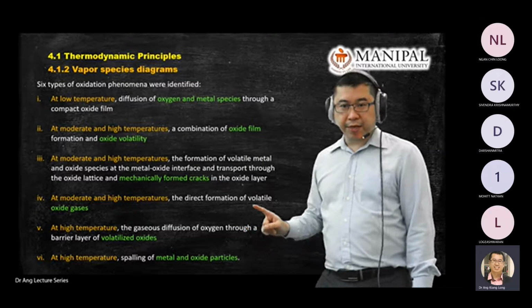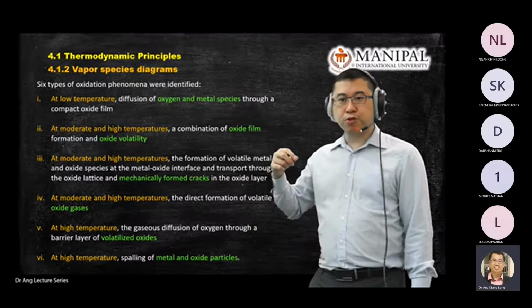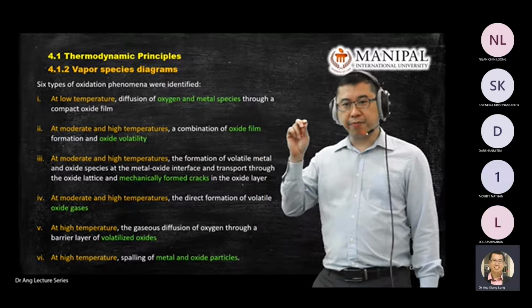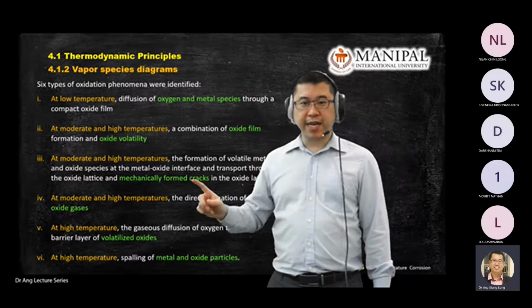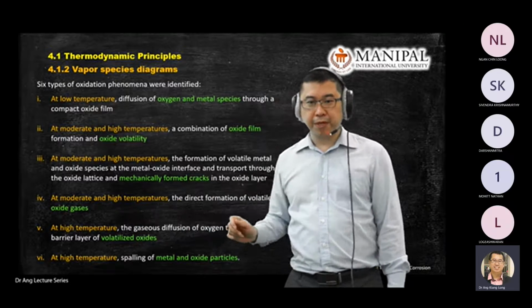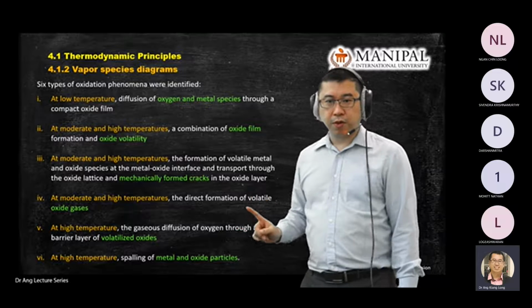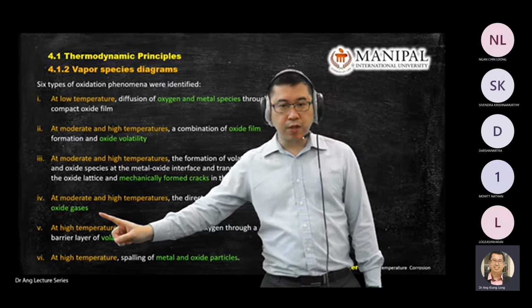And then after that, when you produce more energy, after you have enough energy, you will see gas form, right? You will see gas form. So the oxide will change to oxide gases.